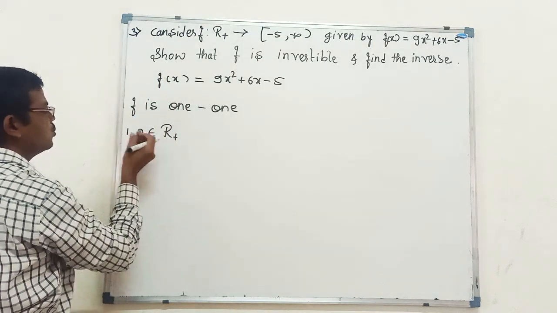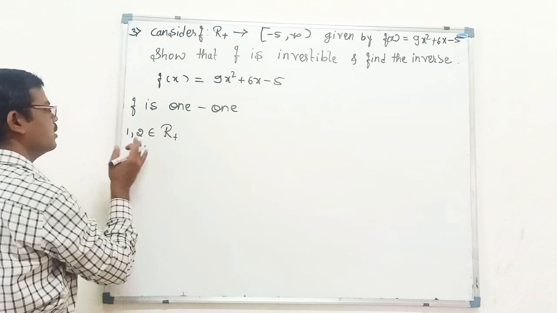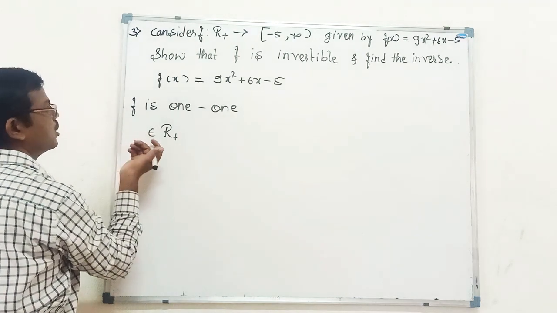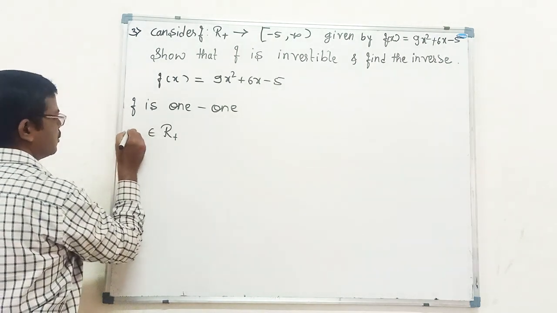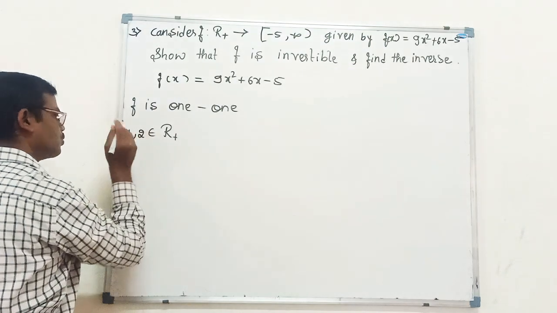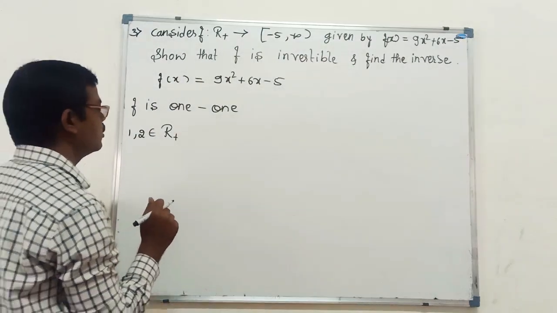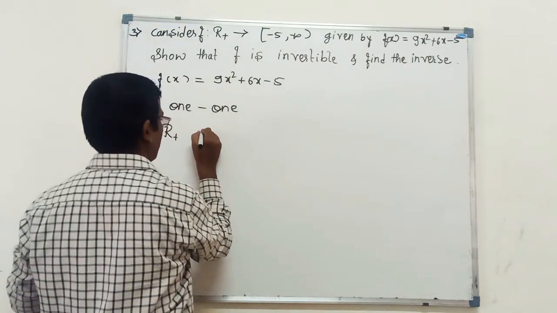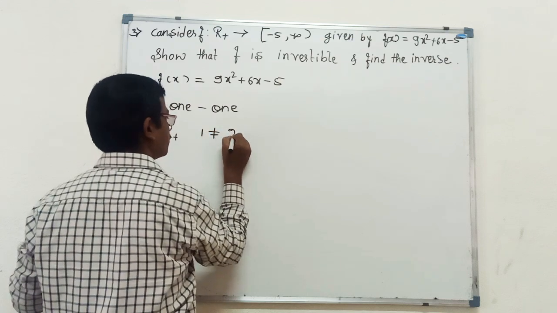You can take 0 and 1 also. They are positive real numbers. Better to take 1, 2 only. So x1 is 1 and x2 is 2, and 1 is not equal to 2.